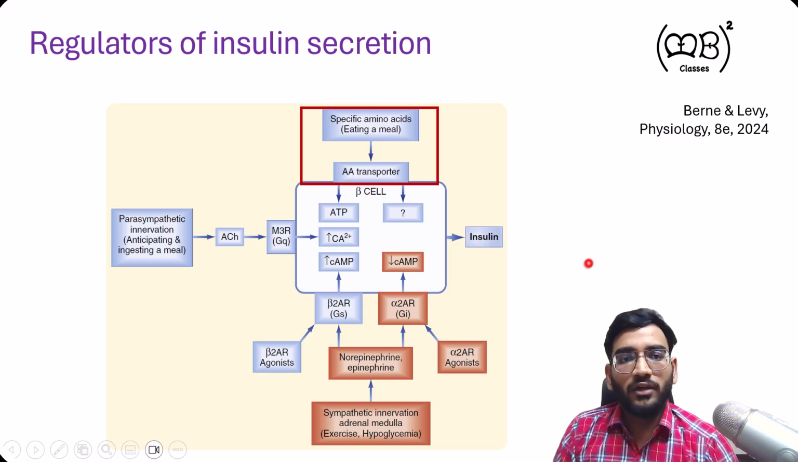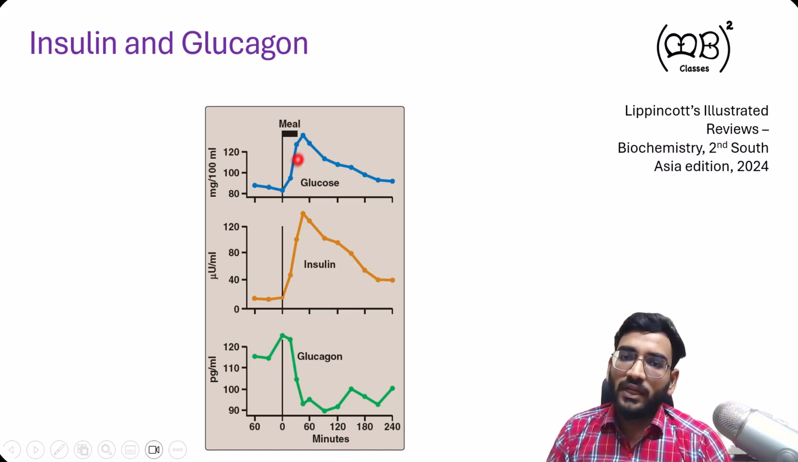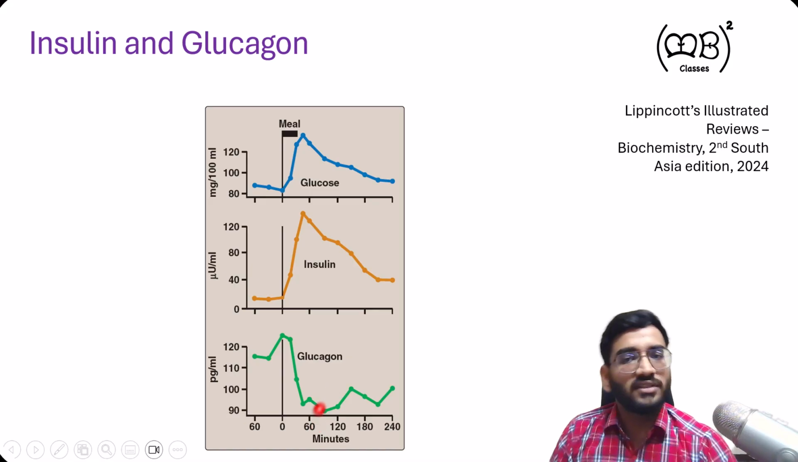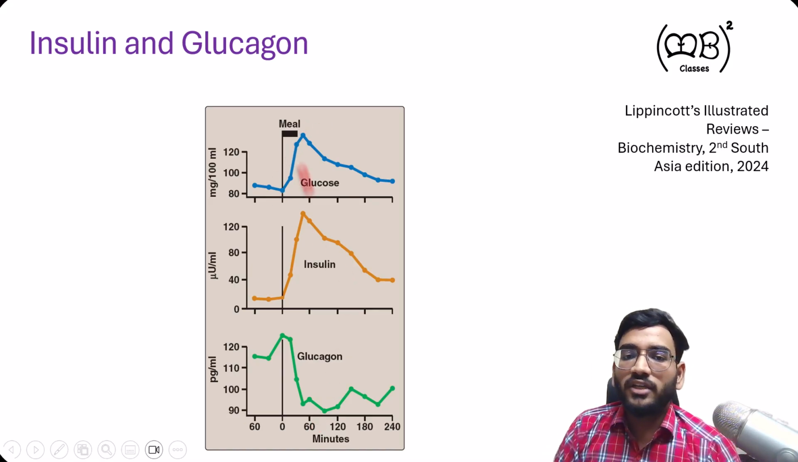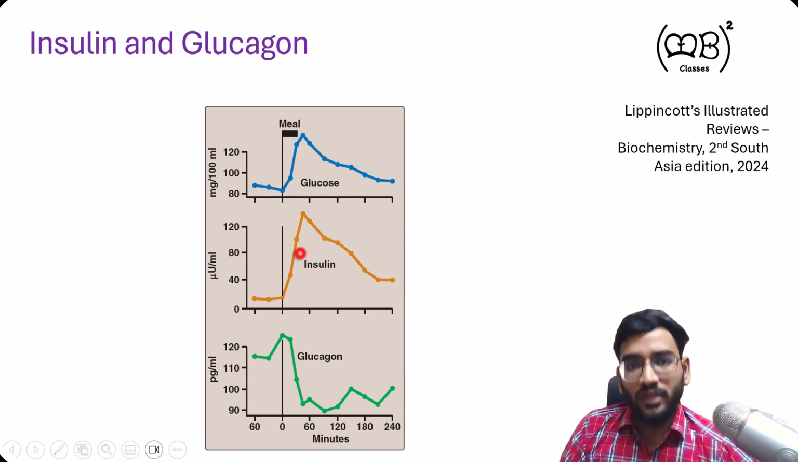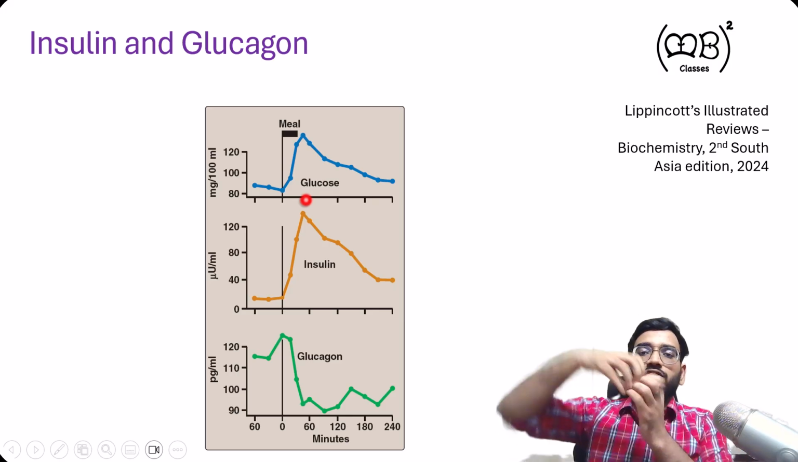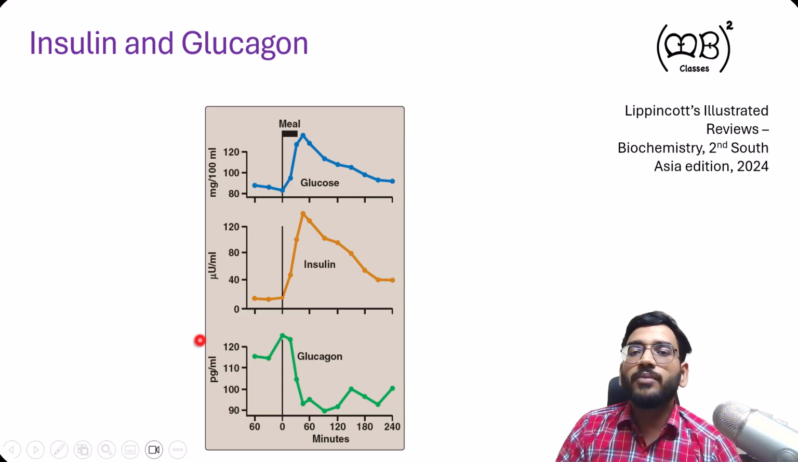Understood? So now insulin and glucagon. What happens when we take a meal? On the x-axis is the time after taking the meal, and on the y-axis are the levels of glucose in the first graph, and insulin and glucagon in the second and third graphs. Whenever we take a meal, there will be increased glucose. That increased glucose will lead to increased insulin secretion via the mechanism which we saw, and that insulin, when it goes outside, will inhibit the alpha cells to decrease glucagon. Glucagon was already being secreted. Now the glucagon secretion decreases.